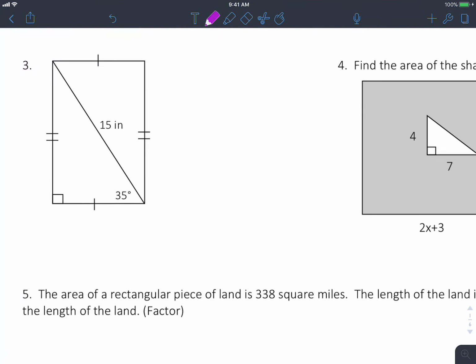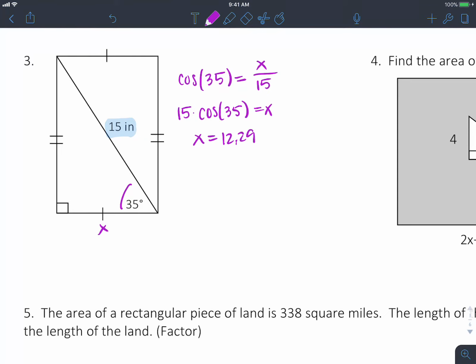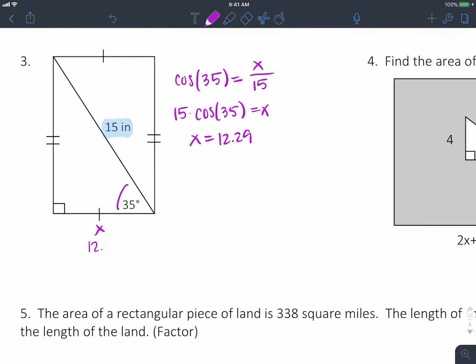Alright, moving on to number 3. Again, we have an angle and we have this 15 right here, so we're going to have to use trig. I'm going to find the length of this side down here. We're going to be using cosine of 35, and it's going to be equal to our adjacent x over our hypotenuse of 15. So 15 times cosine of 35 is going to equal x, and x comes out to be 12.29.